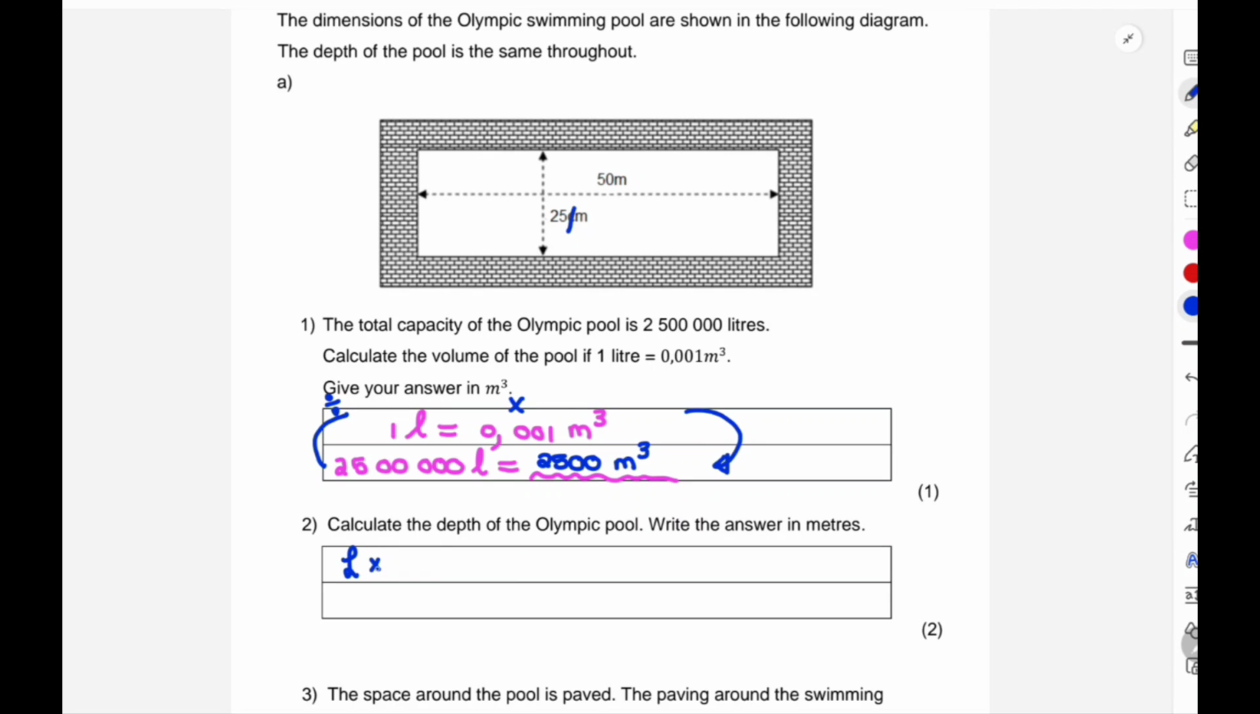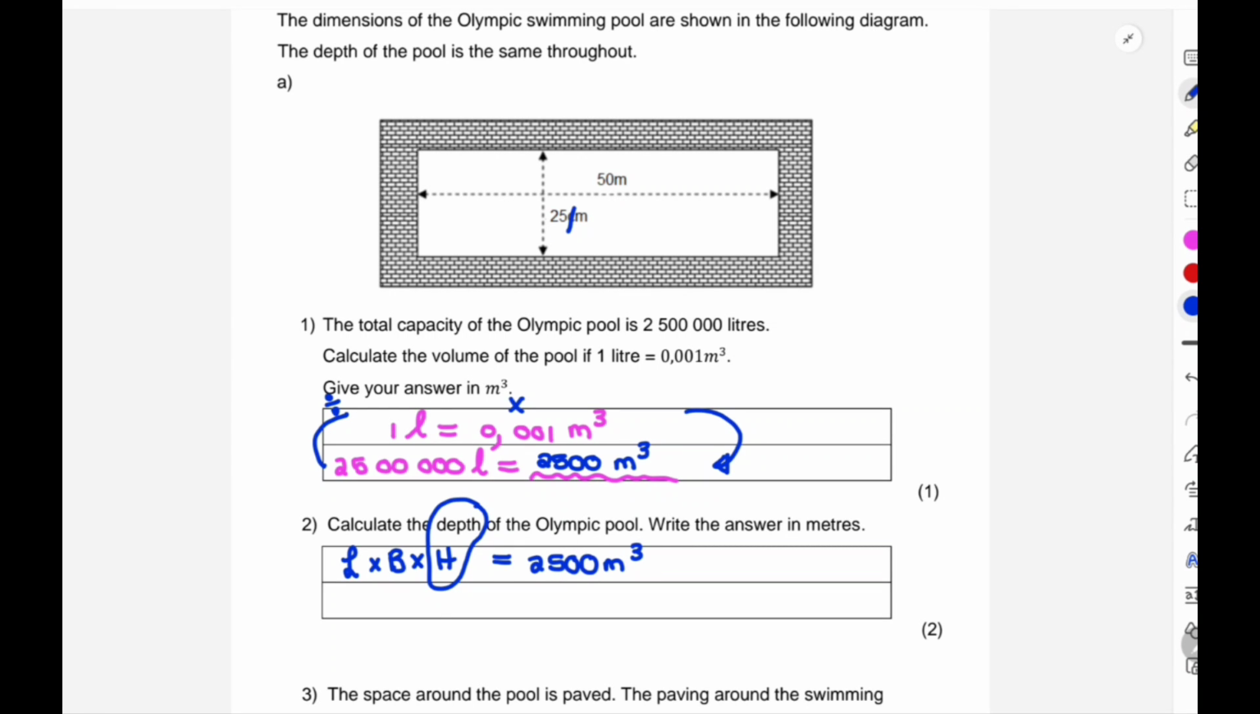Then it says to you, calculate the depth of the pool, write down the answer in meters. So the volume for a rectangular base prism is length times breadth times height. And the height in this case would be the same as the depth. And that gives you an answer of 2,500 meters cubed.